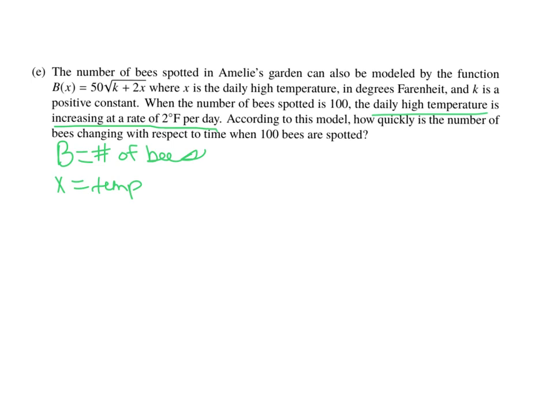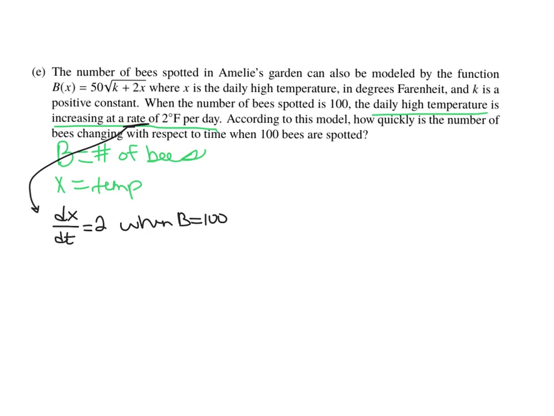The other thing that they tell me is that my temperature is increasing at a rate of 2 degrees Fahrenheit per day. When you see the word rate in calculus, that is often a sign that it is going to be a derivative. So an increase means it's positive, this rate right here is going to be the increase in temperature per day, which ends up being dx/dt. And we know that that's equal to 2 when B is equal to 100.